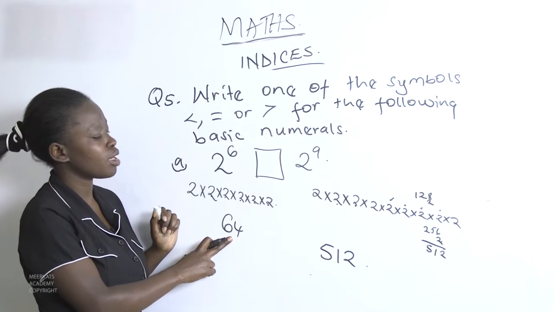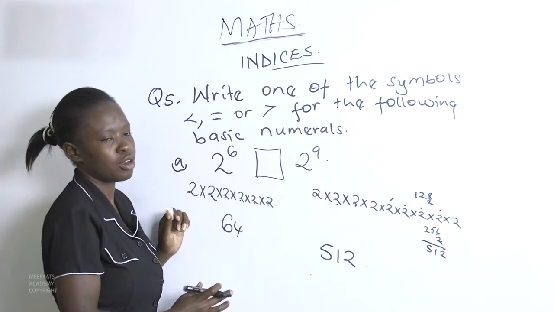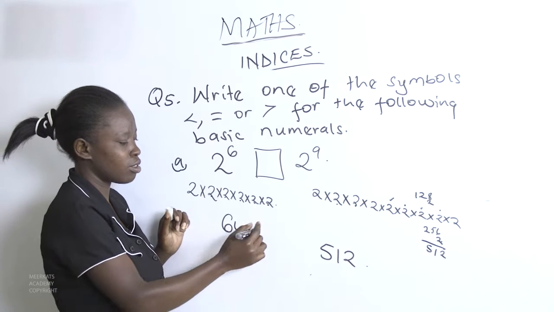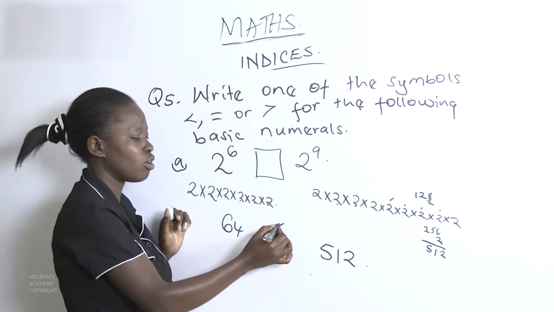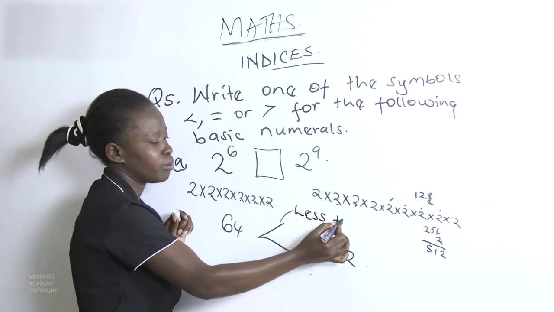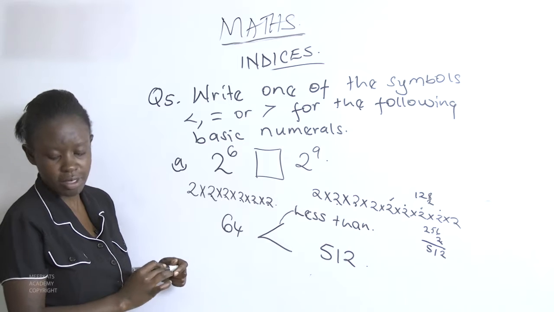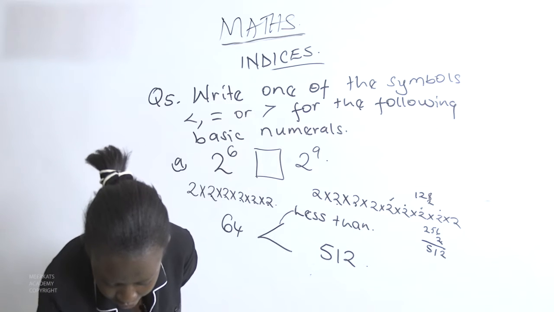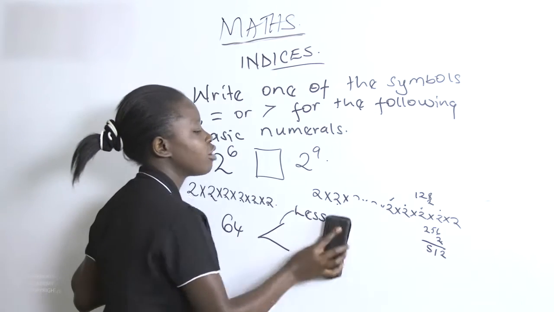On my left hand side I have 64. So between 64 and 512, we discover that 64 is less than 512. So this sign means that this is less than. So 64 is less than 512. Another sum we have to compare.